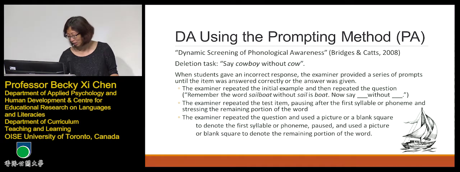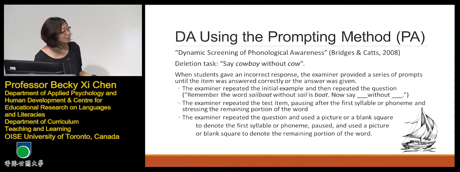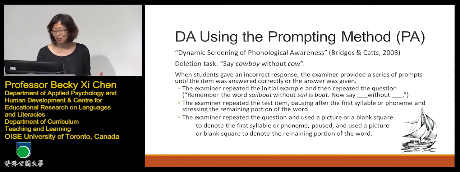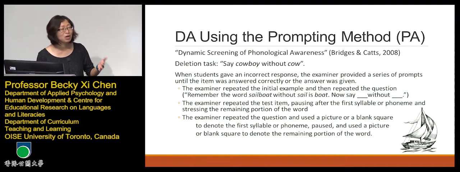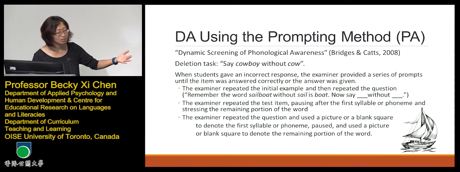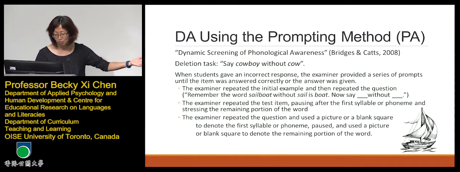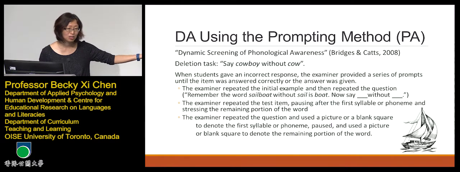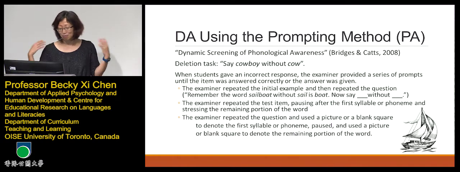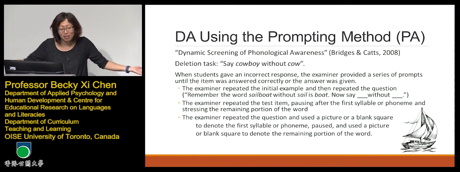So in this prompt, they use a picture. So I just, on the internet, I found a picture of a sailboat. So you can actually point at the picture when you give them the item. You can say, okay, look at this picture, and sailboat. Now say sailboat without sail. And then with the help of the picture, they may get it. They may say boat. But it could be they still don't get it, so you can stop there.